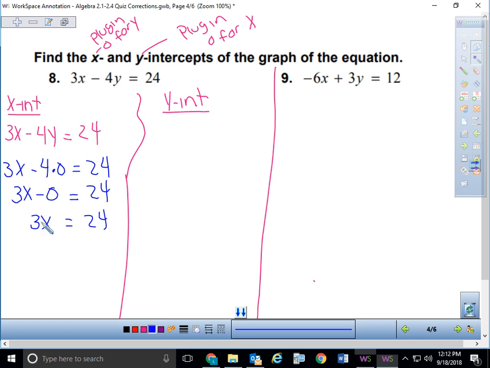To get my x by itself, I'm undoing the secret operation of multiplication with division. And on this one, it tells me 24 divided by 3. That is 8. My x-intercept is 8.